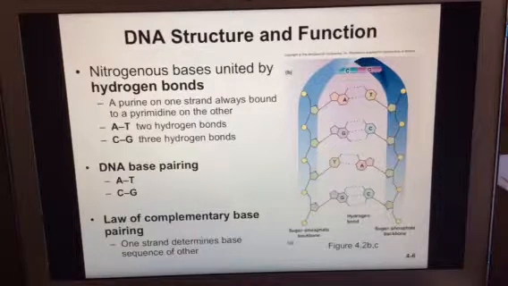And so one strand determines the base sequence of the complementary strand, or the other side. And this is very important when we looked at the process of DNA replication. This is how DNA is able to replicate and conserve its sequence.